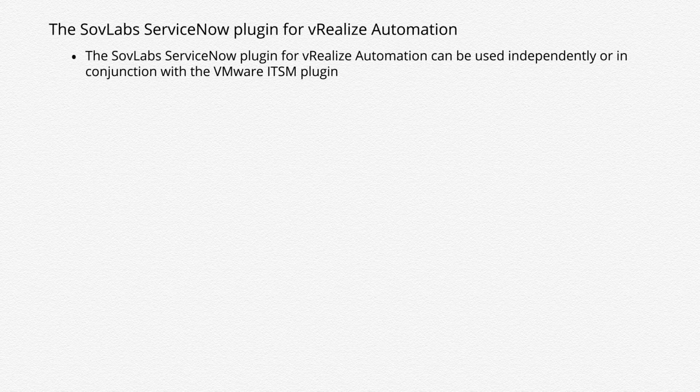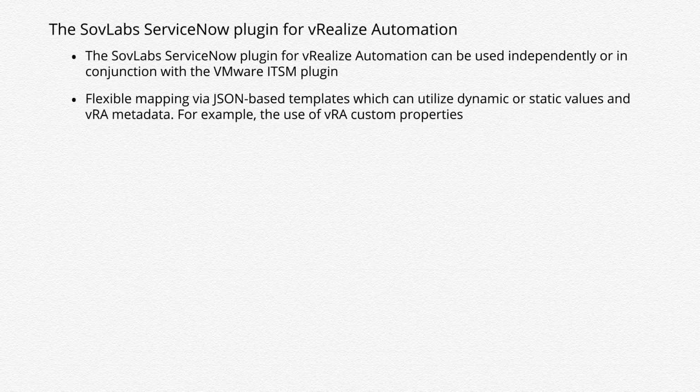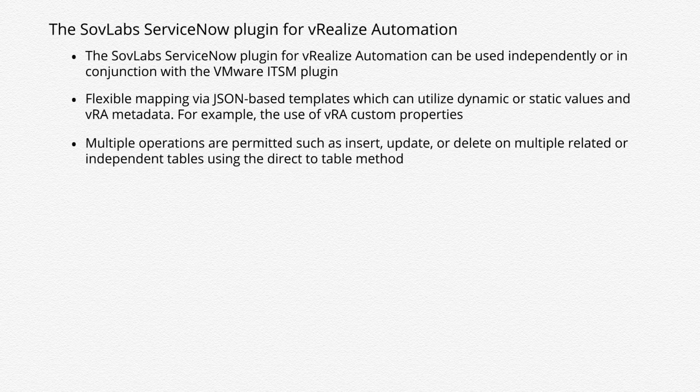The SovLabs ServiceNow plugin for vRealize automation allows flexible mapping via JSON-based templates which can utilize dynamic or static values and vRealize automation metadata, for example, the use of vRealize automation custom properties. Multiple operations are permitted, such as insert, update, or delete on multiple related or independent tables using the direct-to-table method.